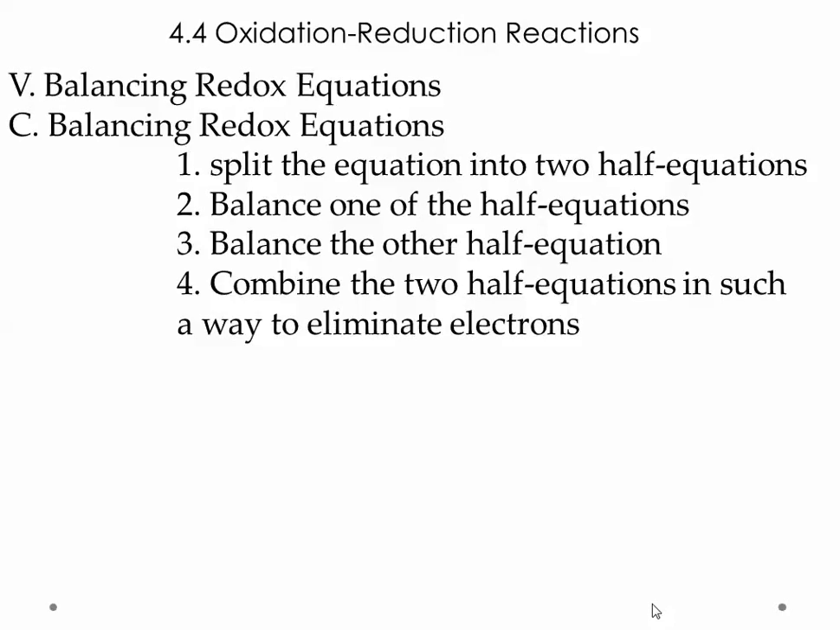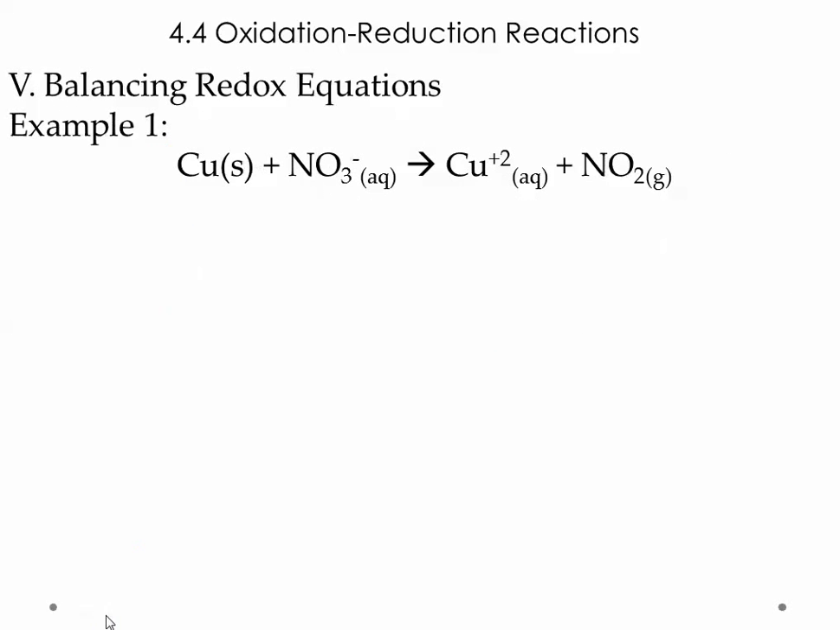Alright, so in this video we're going to learn how to balance redox equations. The way to do that is we're basically going to split each of the redox equations into two half equations. We'll balance one of those half equations, we'll balance the other half equation, and then we have to figure out a way to combine those two half equations so that the electrons get eliminated. And we'll see how to do that in the example that is next.